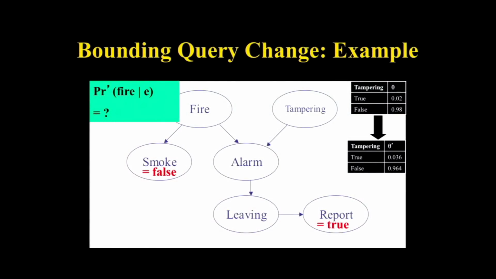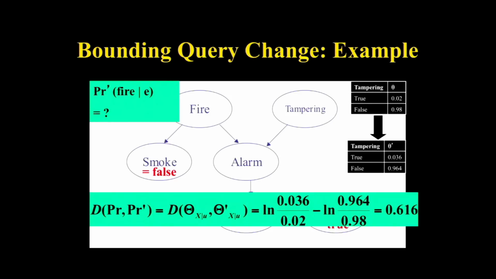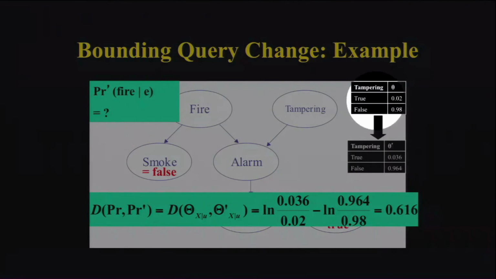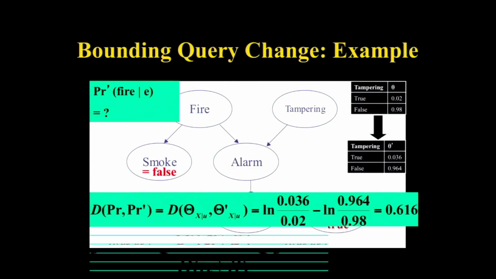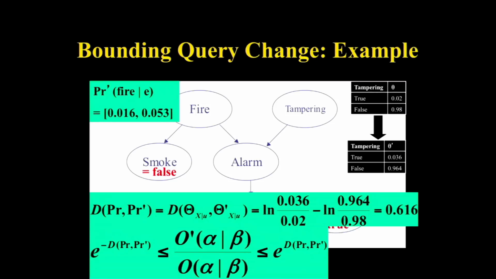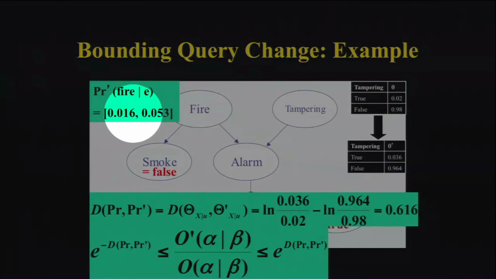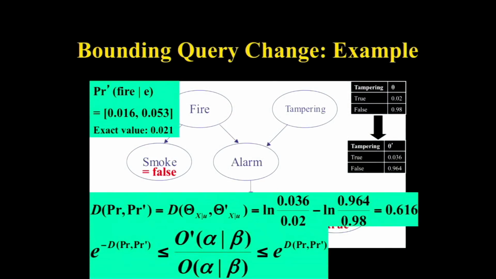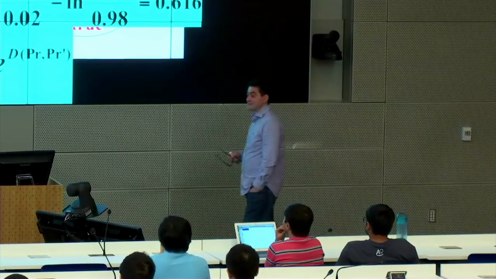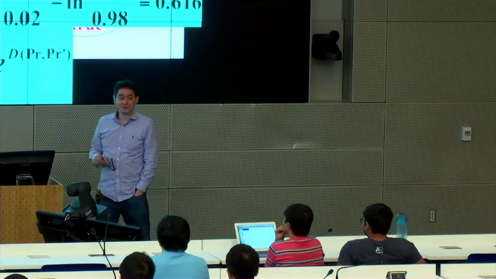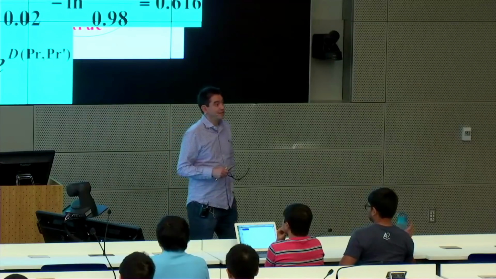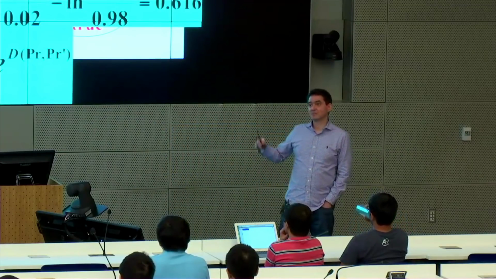What do we do? Initial network, new network. Initial distribution, new distribution. Let's compute the distance between them. And as we just said, the distance between them is simply the distance between these two guys. You do that distance, you get this number. You apply the formula we talked about, you conclude that this is going to be between this and that. Guaranteed. And the actual answer in this case turns out to be this. No inference.